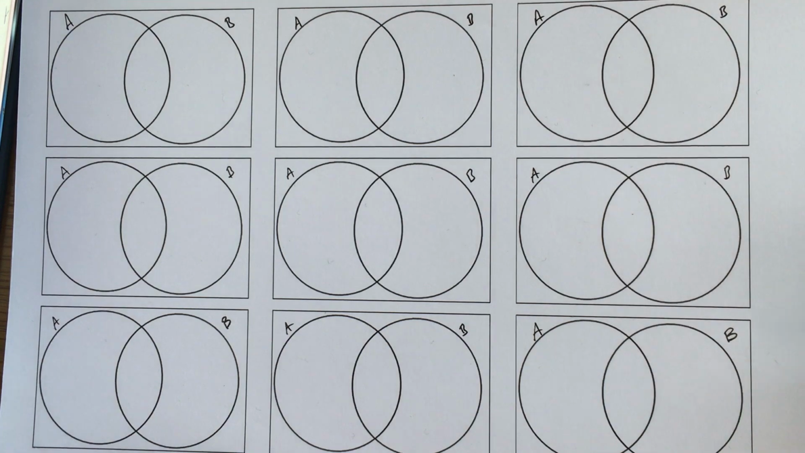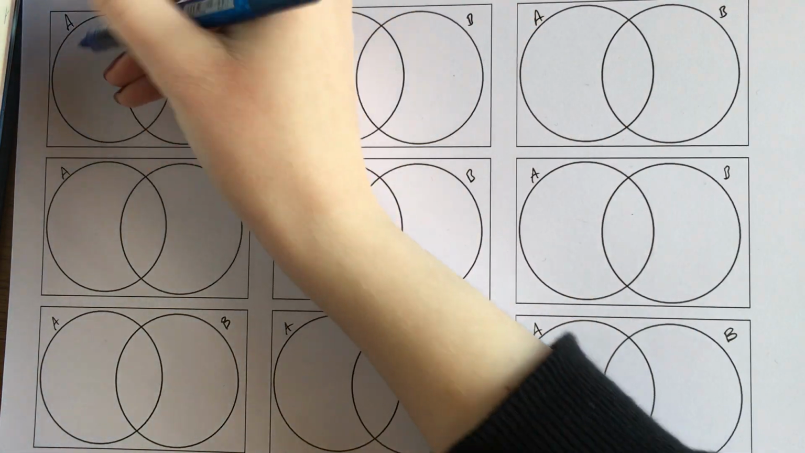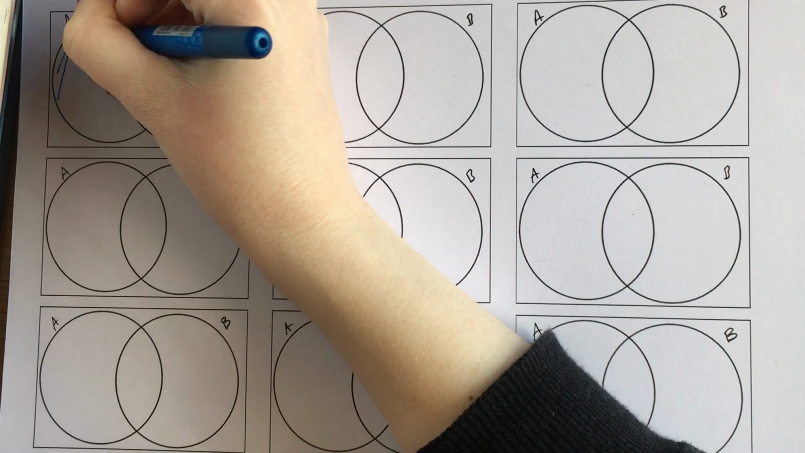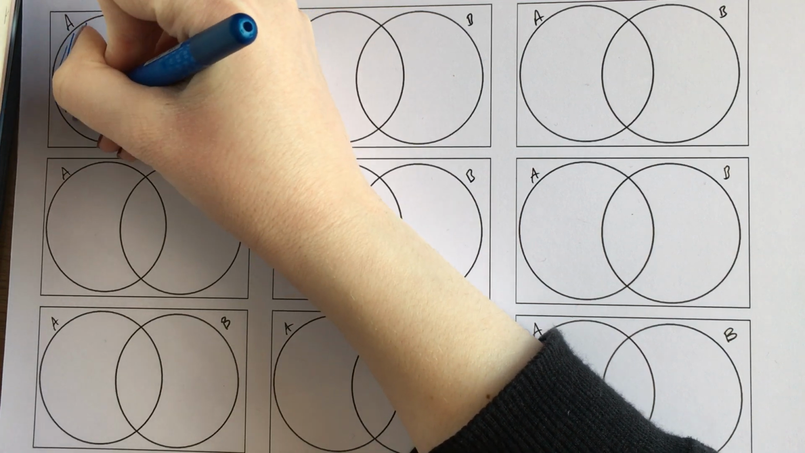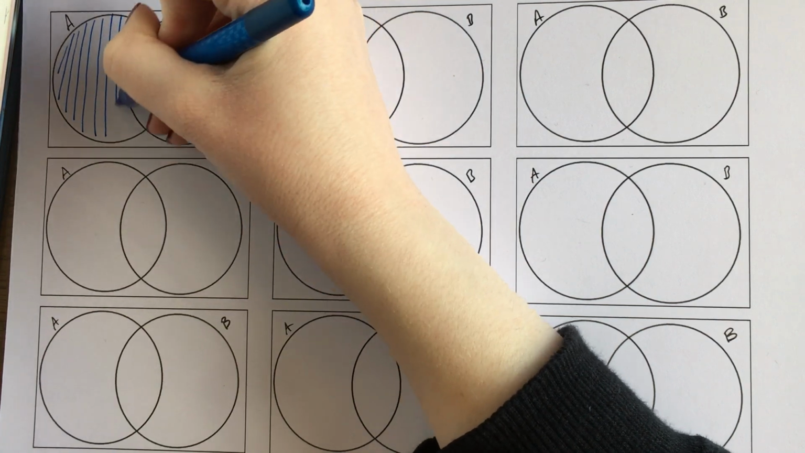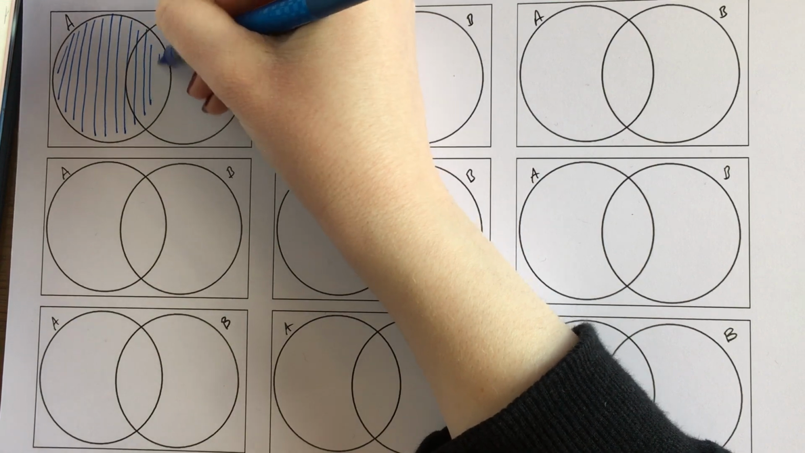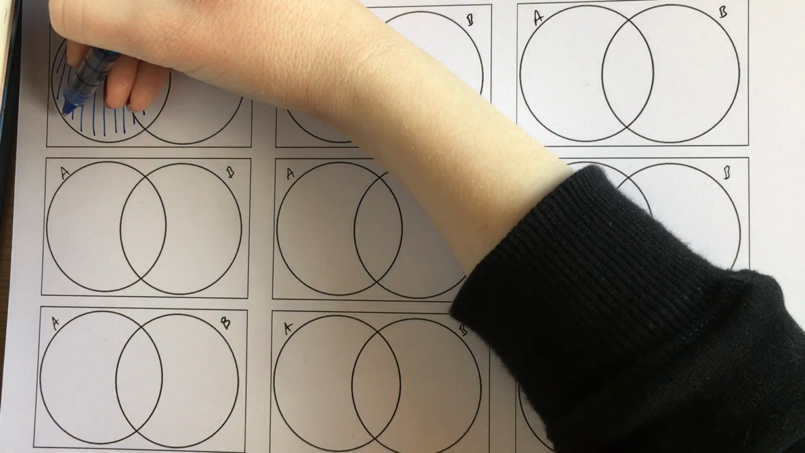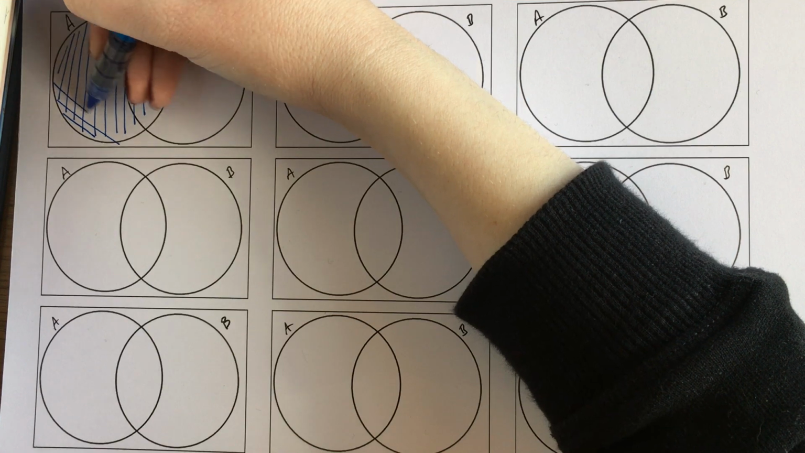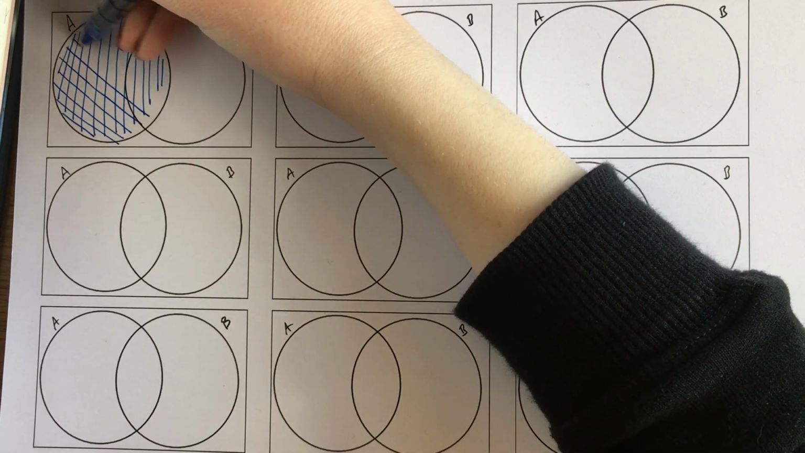So the first one is, it's always the dark green part that we're looking for. So it's got all of the circle labelled A, including the overlap part, shaded in. So I'm doing it with a really sort of light shading. Oh, I've gone over the lines. Oh, that makes me feel a little bit sick. It's fine.